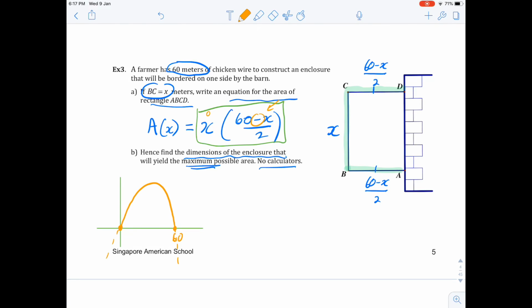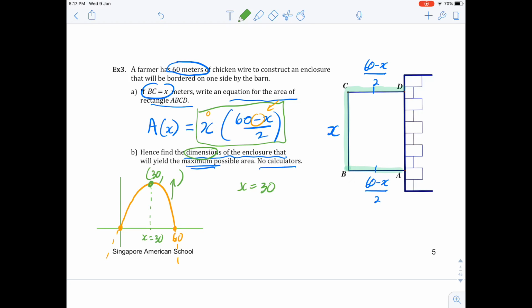Of course the function does exist in the other parts, but for the purposes of practicality, those aren't practical in terms of a domain. If we find our midpoint, which is going to produce our vertex, that of course will occur at x equals 30. And so x equals 30 will produce the maximum possible area. This is our area function, and so we have 30 comma whatever this is, which is going to produce our maximum area.